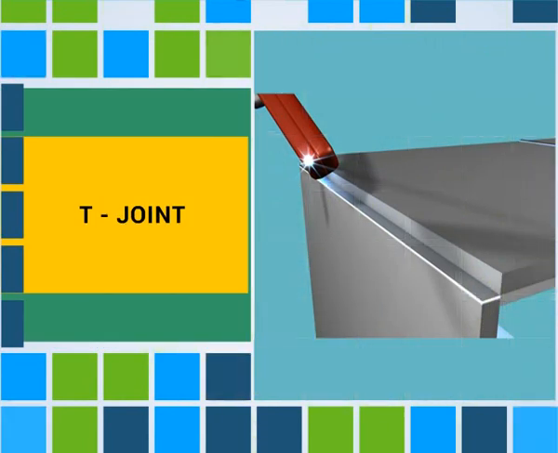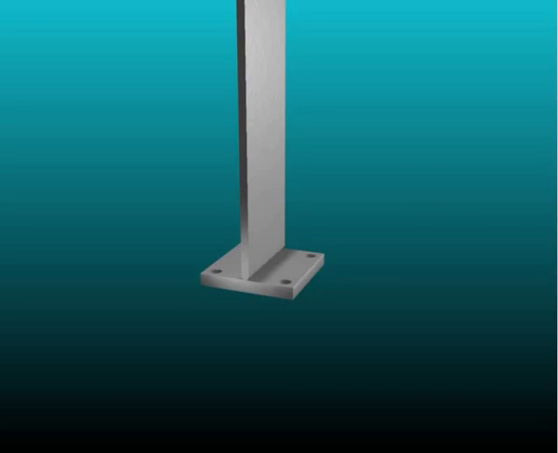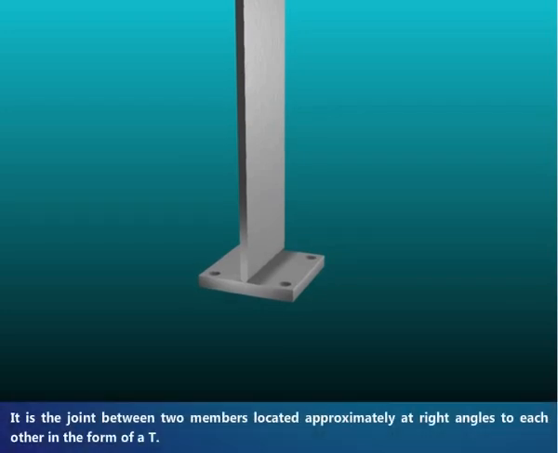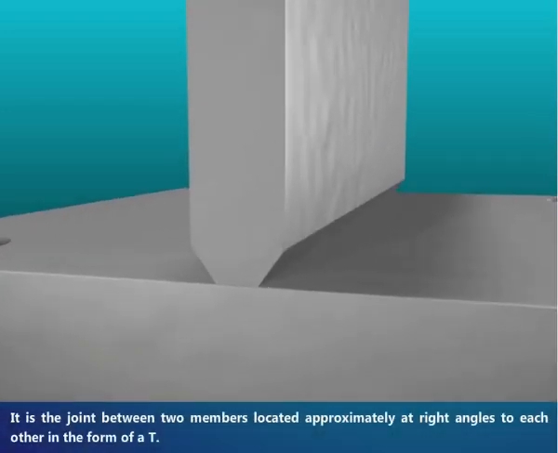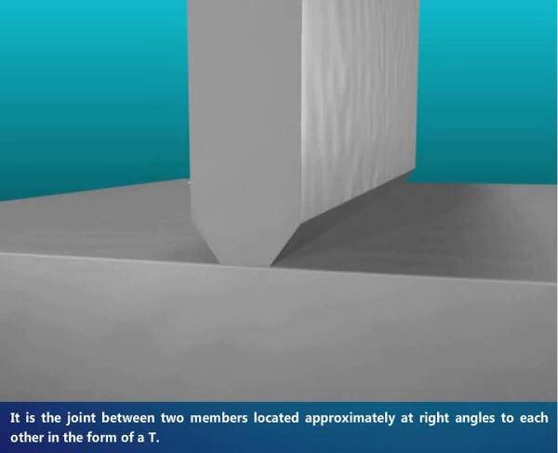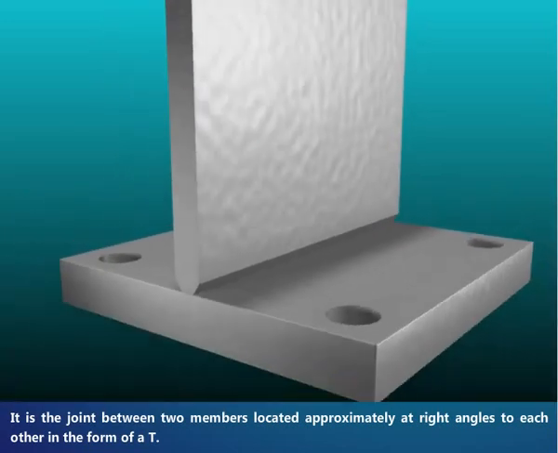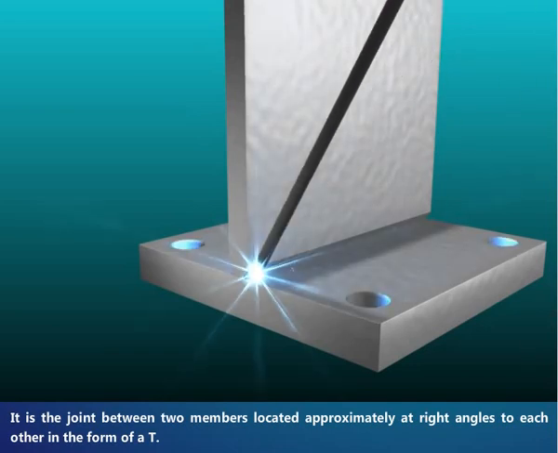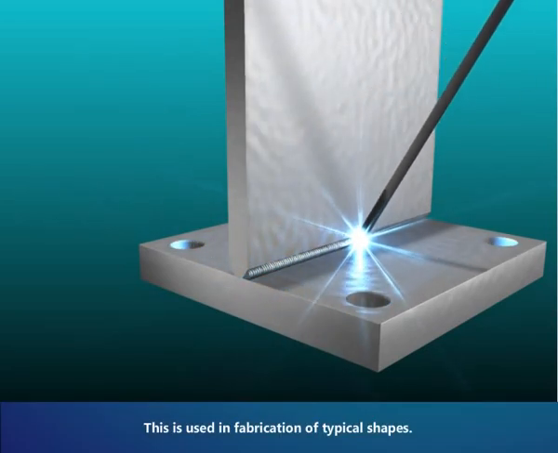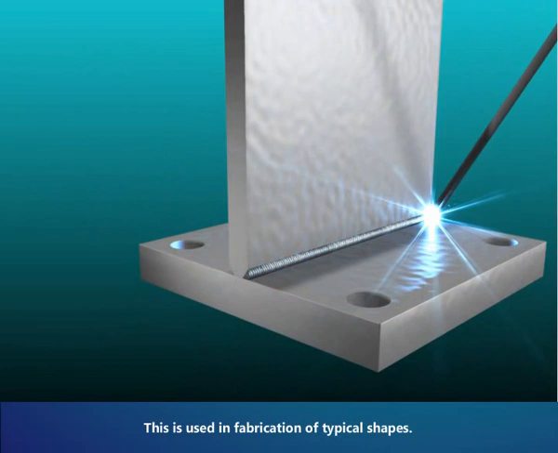T-joint. This video explains about T-joint. Let us see the 3D demonstration of T-joint. It is the joint between two members located approximately at right angles to each other in the form of a T. This is used in fabrication of typical shapes.